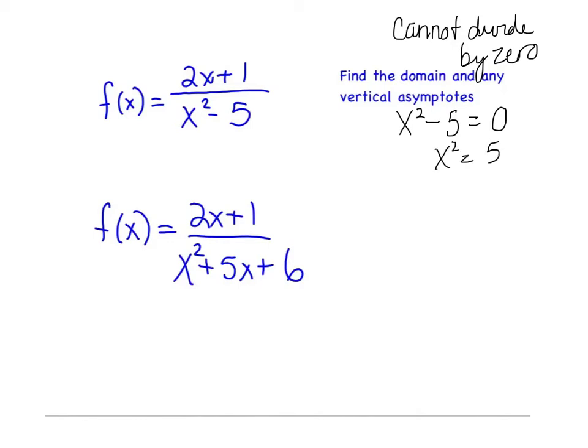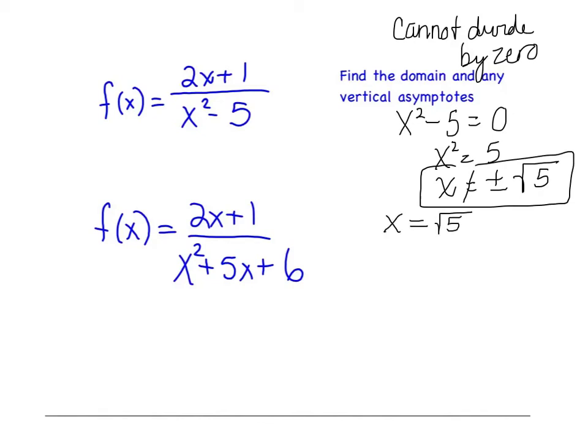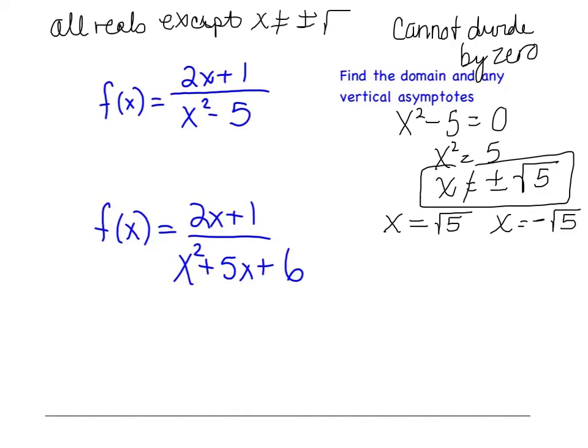So I have x squared is equal to 5. Remember, when you take the square root of something squared, you get 2 answers. So the domain of this function is going to be all reals except x cannot be plus or minus the square root of 5. That's also where your vertical asymptotes will be. You have a vertical asymptote at x equals the square root of 5 and x equals negative the square root of 5. There will be 2 vertical asymptotes. So that limits your domain. It will be all reals except x cannot be plus or minus the square root of 5.